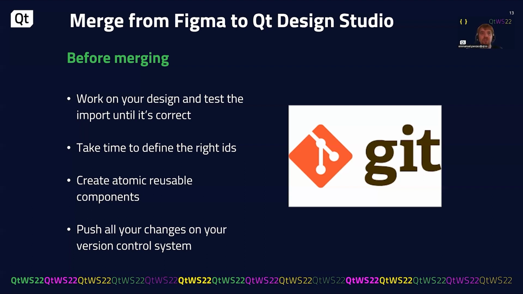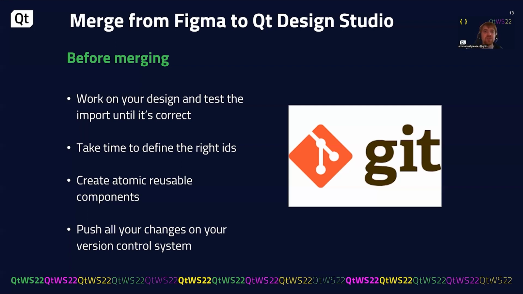Then, before any merging, you will also need to save and push all your changes on your best version control system, like Git or SVN. Okay, it's really important that you save all your work, and it also helps you to do the diff after the merge, and it will help you a lot with this.